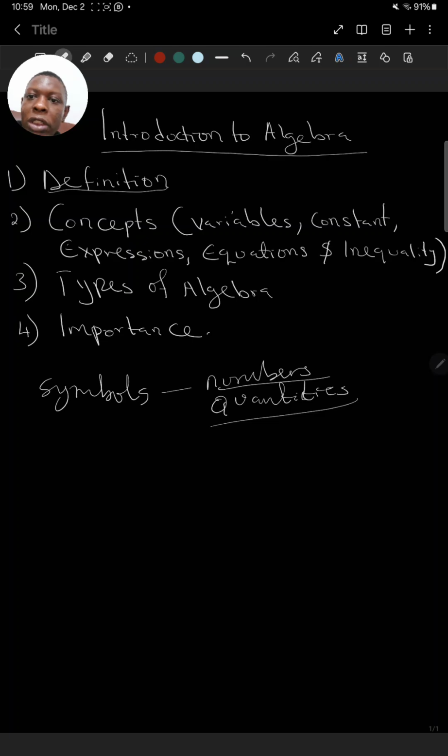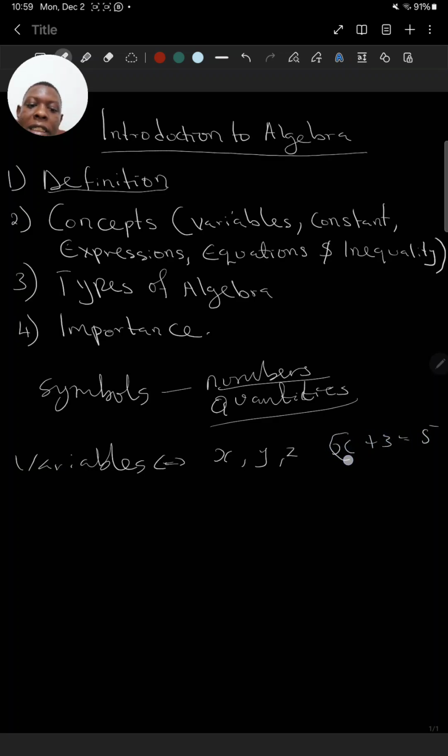Okay, so without wasting much time, let's move into the key concepts. For you to know algebra, you must be familiar with these concepts. The first one is variables. Another word for variable is what? The unknown. And it is normally represented with letters like x, y, z. You can see a variable in something of this nature: x plus 3 is equal to 5. Here, x is the unknown and it is the variable. The letter that is representing or standing in place of a quantity is called the variable.